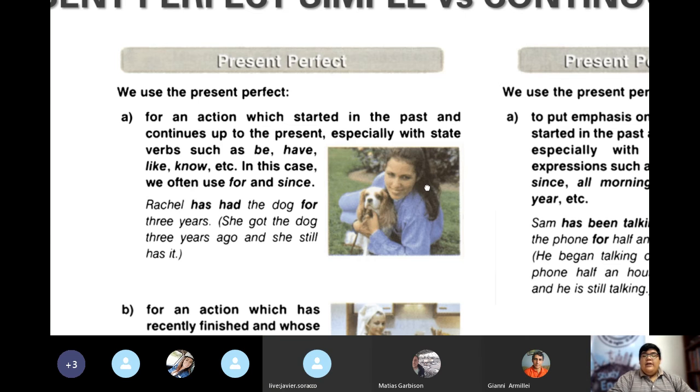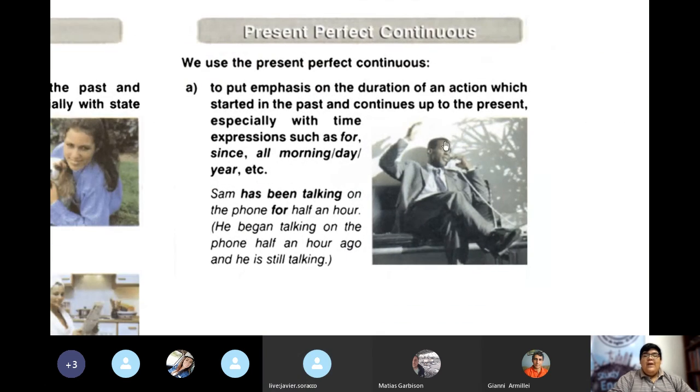Okay? This is the present perfect simple. And the present perfect continuous, I want you to pay special attention to the duration, okay? To the duration of the action. That is what we put emphasis on, the duration, okay? It is for actions which started in the past and continue up to the present, especially with time expressions such as for, since, all morning, all day, all year, okay? We make the duration stronger. That is what I mean when I say to put emphasis on.